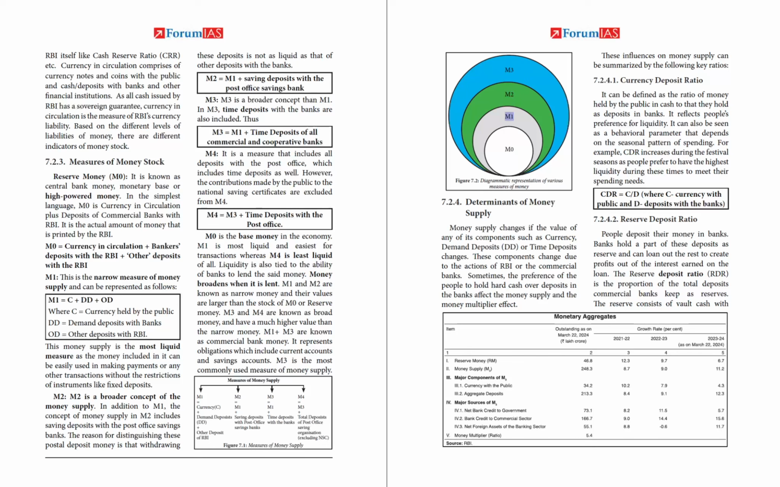M3, M2, M1, M0. Figure 7.2: Diagrammatic representation of various measures of money. 7.2.4 Determinants of money supply.